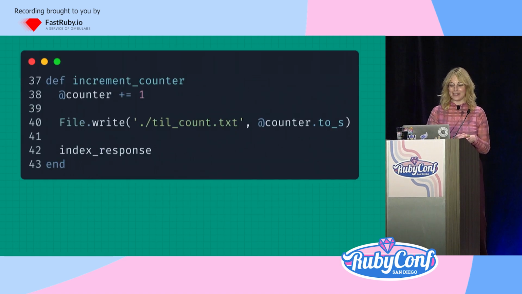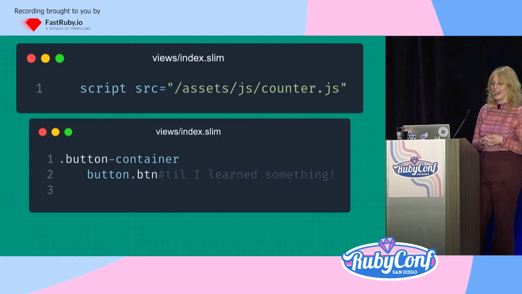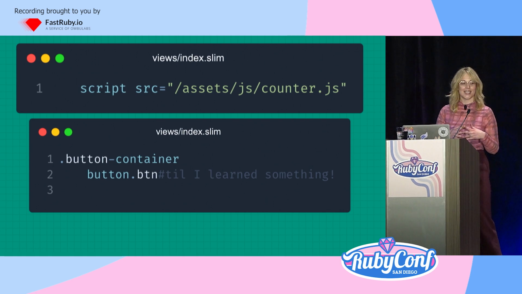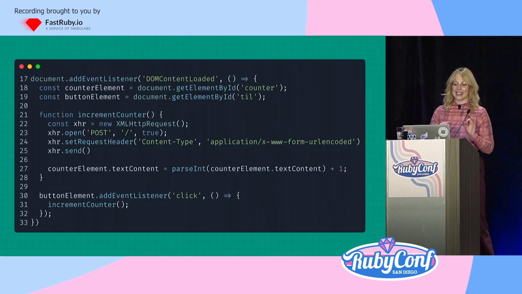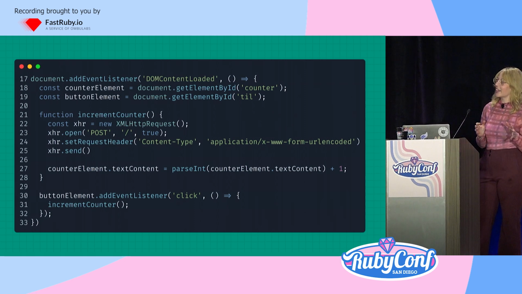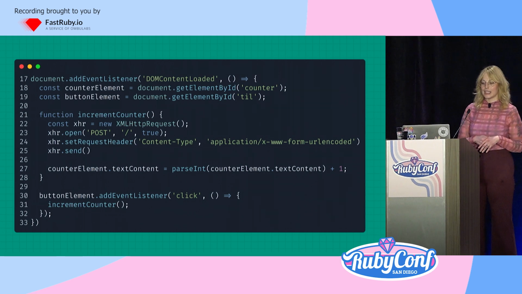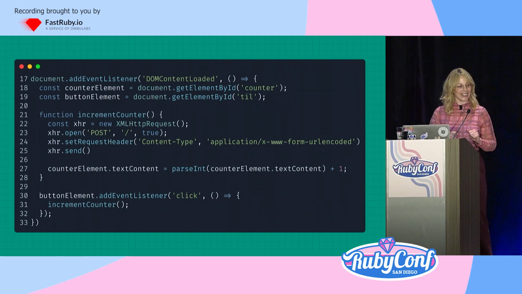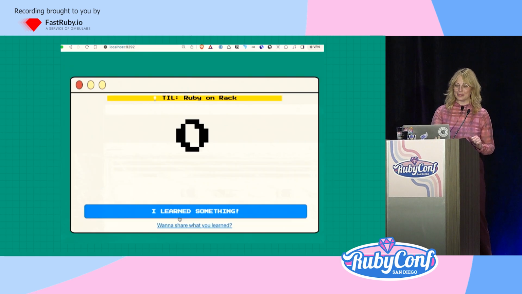Increment counter is very naive, but we're just incrementing the counter by 1, writing it to the file, and then returning the index response. I've also introduced a new static asset, the counter.js file, and added an ID to our button so we can easily access it in our newly created JavaScript script. The counter.js file will send the post request directly to the server, and then also change the counter on the index page in place, giving it the feeling of asynchronous loading. Let's spin up the server and take a look at our application in its current state.